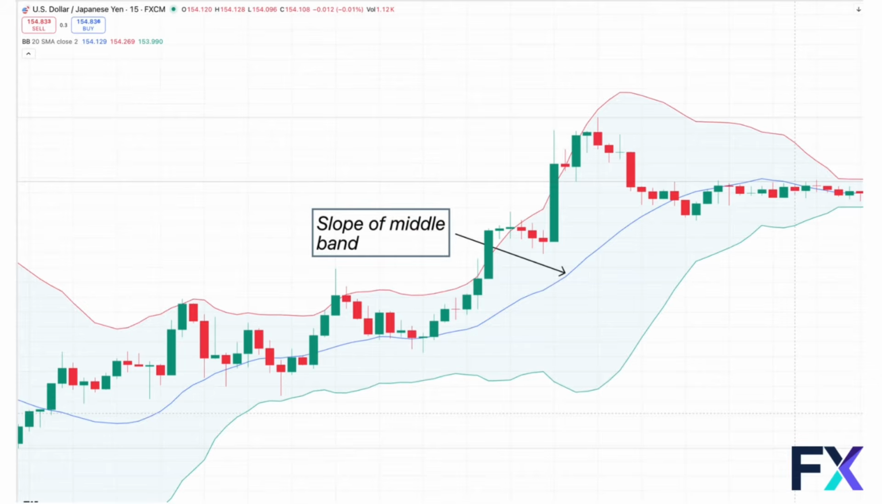Then you're going to look at the slope of the middle band. If you've got the middle band, that 20 SMA, sloping up, you're probably in an uptrend. If you've got it sloping down, you're probably in a downtrend. And if it's sloping sideways, or you're getting price moving up and down above and below that band, then you've obviously got a mean reversion play on your hands.